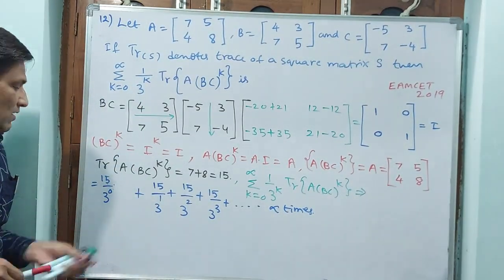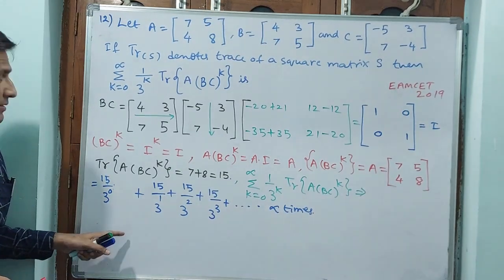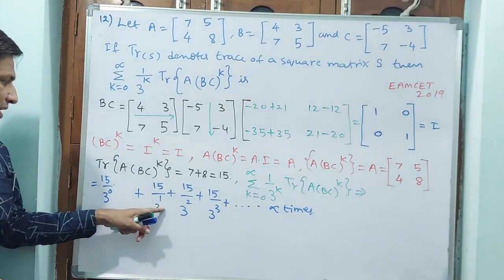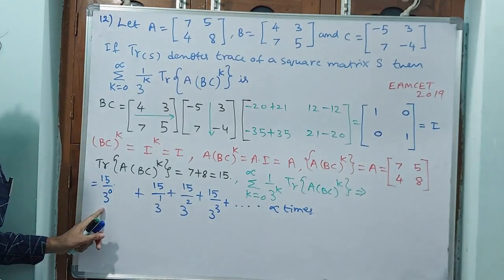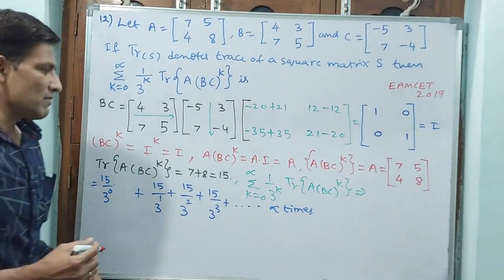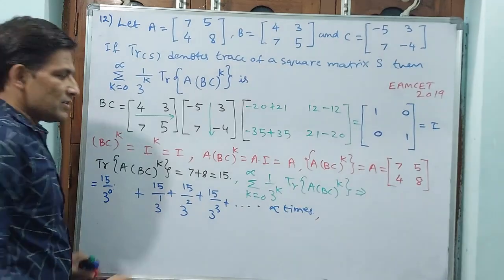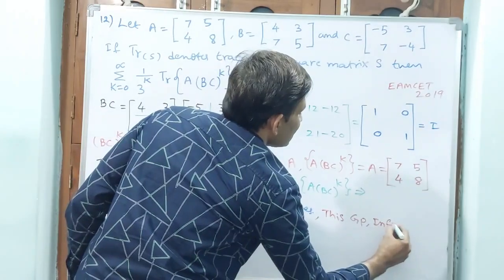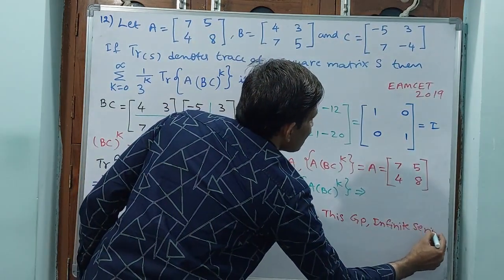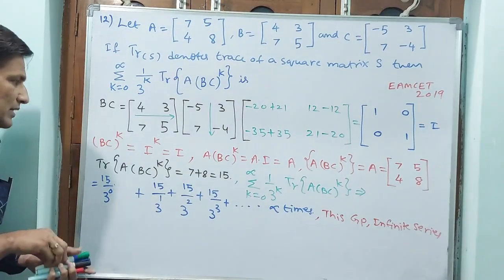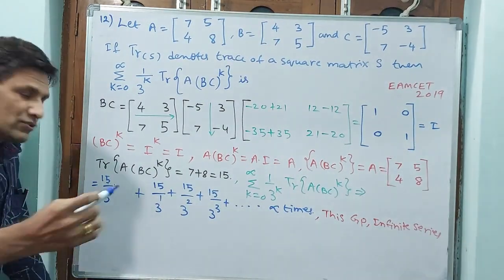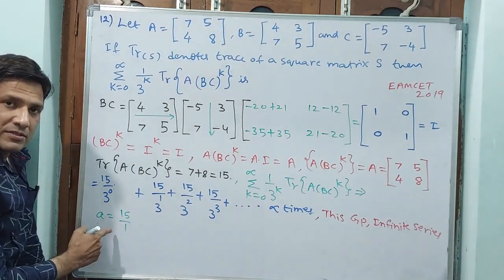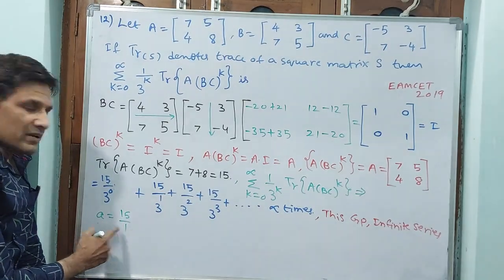Now stop and analyze. What is this? This is a geometric progression infinite series. How are we saying it is a geometric series? You see 15 by 3 divided by 15 by 1, where 3 power 0 is 1. Write down: this is a GP infinite series. Infinite series formula we know, but before that we will write something. Here A will be 15 by 1, because 3 power 0 is 1, and 15 by 1 means 15.